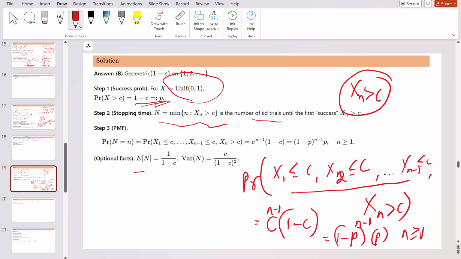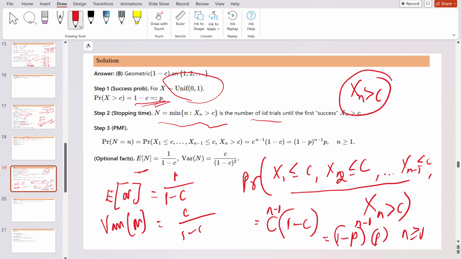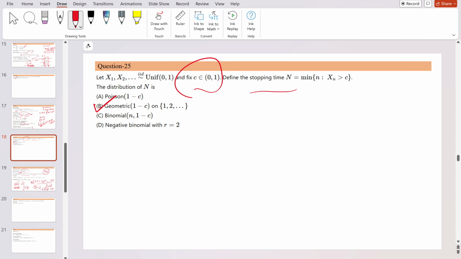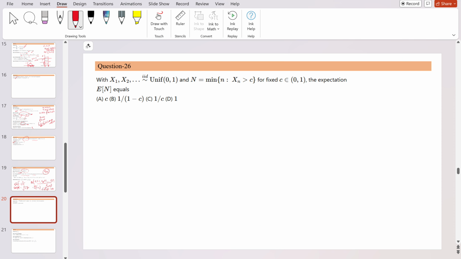When you see that, you find out the expectation of N, which is simply 1 upon 1 minus c, and the variance of N is equal to c divided by (1 minus c) whole squared. That is actually matching with option b. Okay, let's move forward and try to solve this problem. In this, you have to simply find the value of the expectation of N.